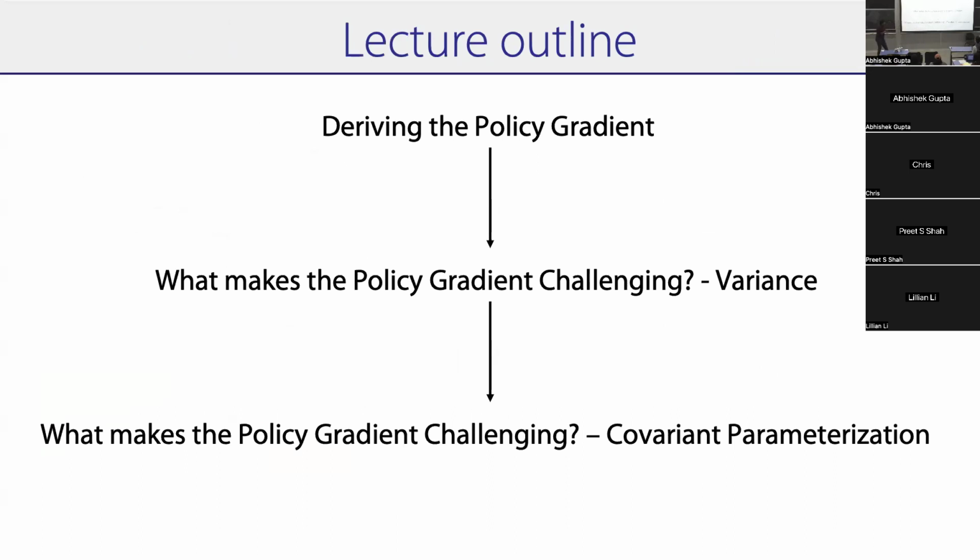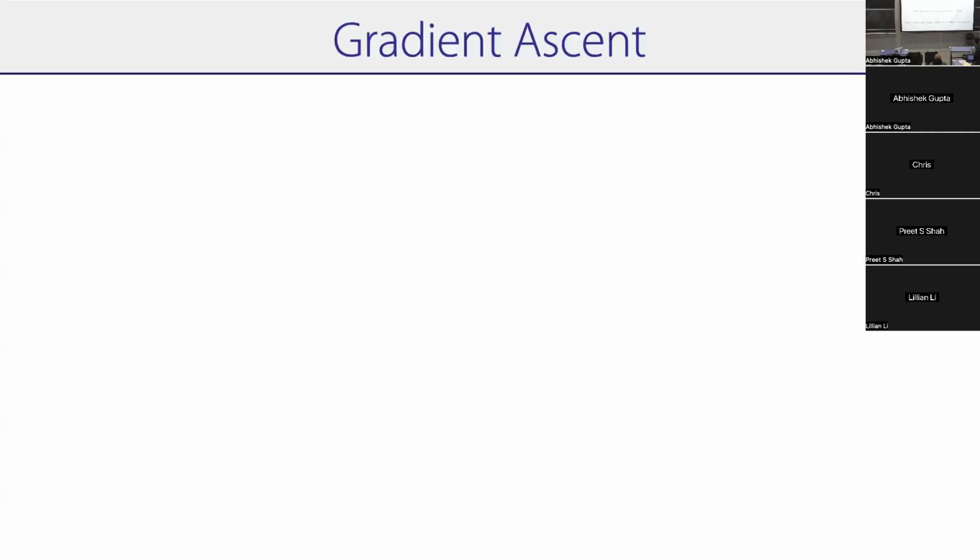Then we talk about what makes the policy gradient challenging, why it's not just the solution immediately. We'll talk about what makes the policy gradient challenging in terms of variance, right? So we're going to say the policy gradient is not immediately practical in all settings. And then lastly, we'll talk about how the policy gradient, when you apply it with deep neural networks, is particularly sensitive to parameterization. And so we'll discuss small changes that make it a little better. Okay, so let's get started.